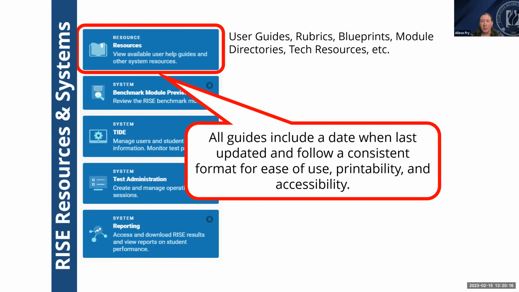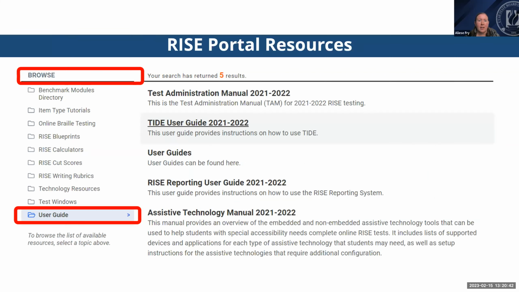We're going to start with resources at the top. The resources tab houses the tech resources that we previously mentioned, as well as other helpful user guides like the TIDE user guide, the test administration manual, as well as the RISE reporting guide. All 3 of these documents are helpful to use before, during, and after testing. While they are available online, you can print certain sections for ease of reference, for example the scripts, at any time, but they're accessible there for you online.